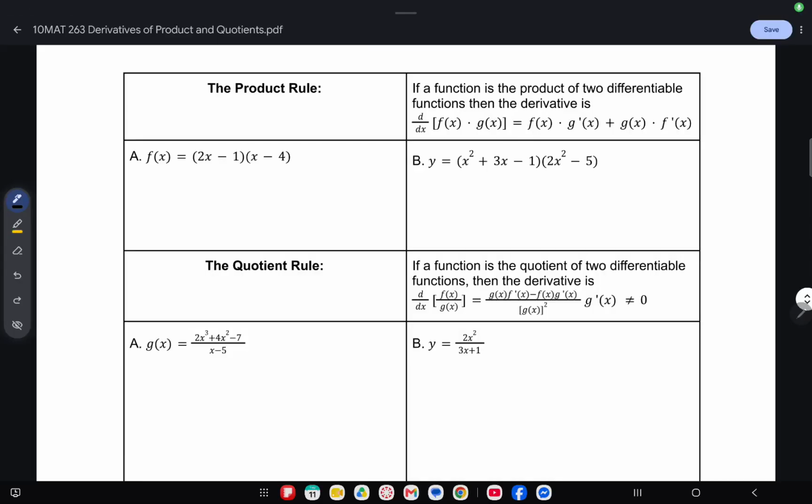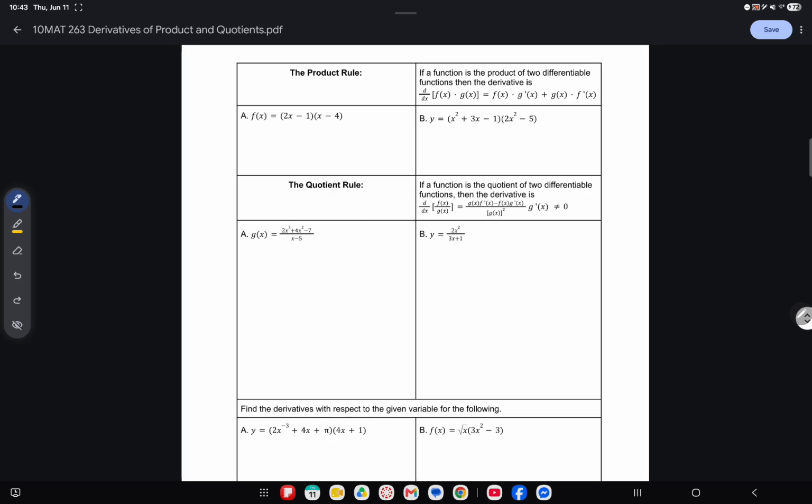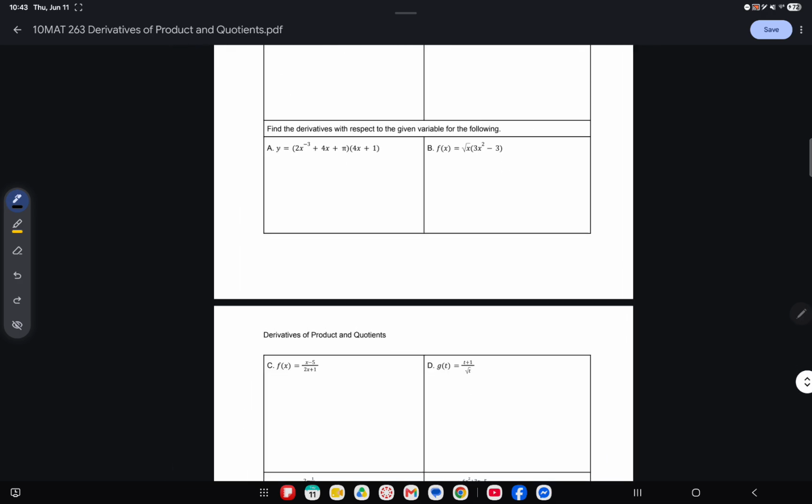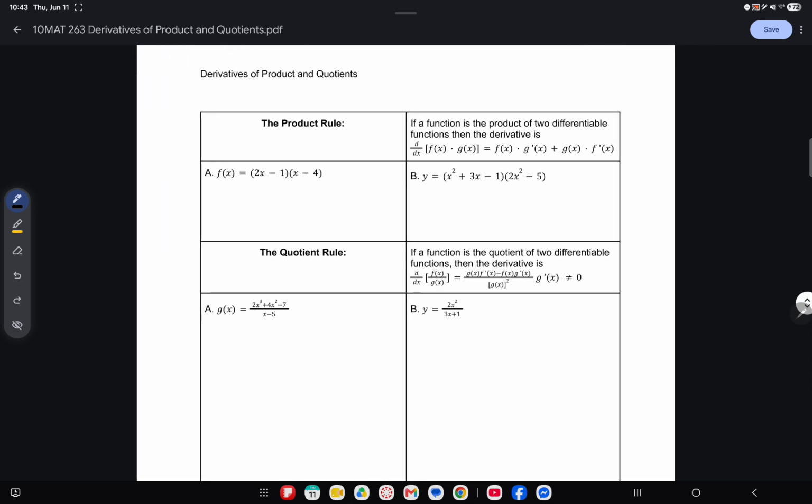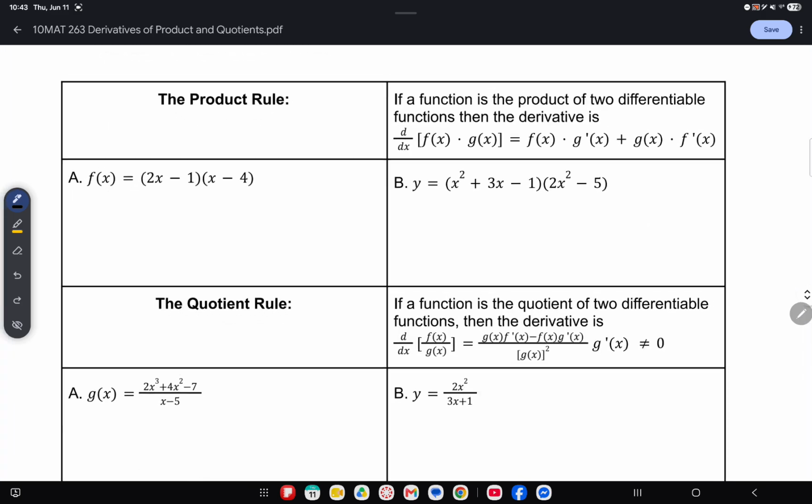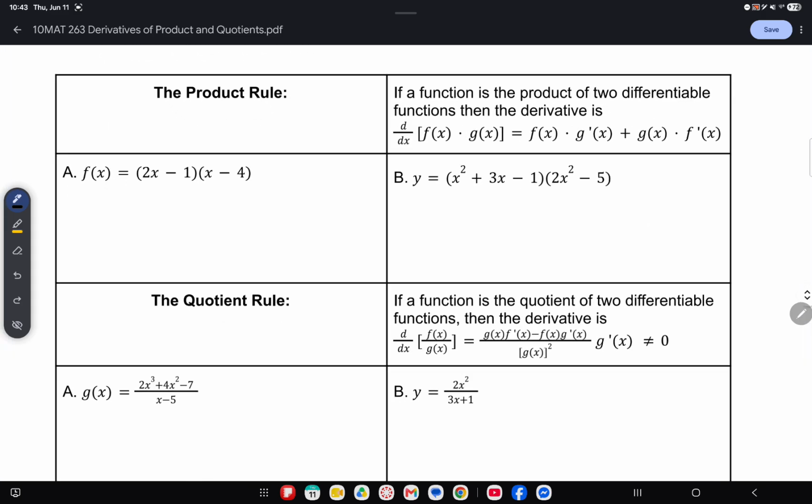We're going to look at the product rule and the quotient rule. So I'm going to do examples here, and then I'll do a bunch more after we've established the rules. So product rule is if we have two functions that are being multiplied together. So we can't just take the derivatives of them and multiply them like we could with the limits, right?